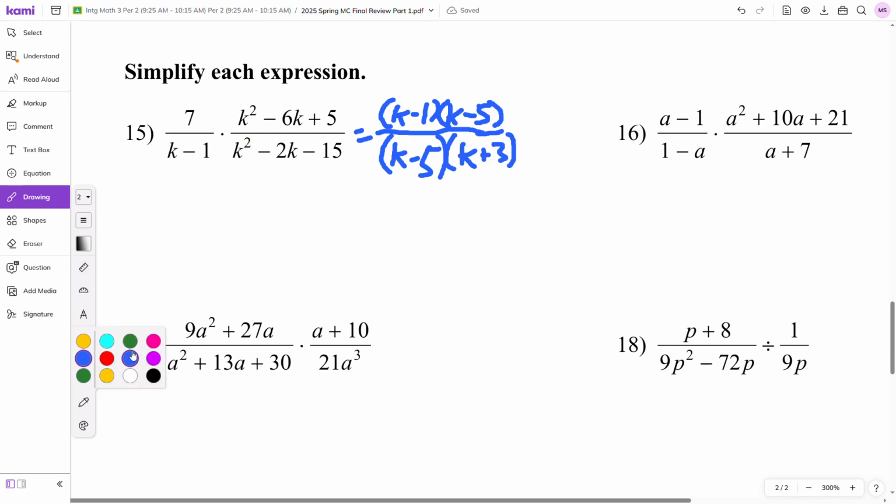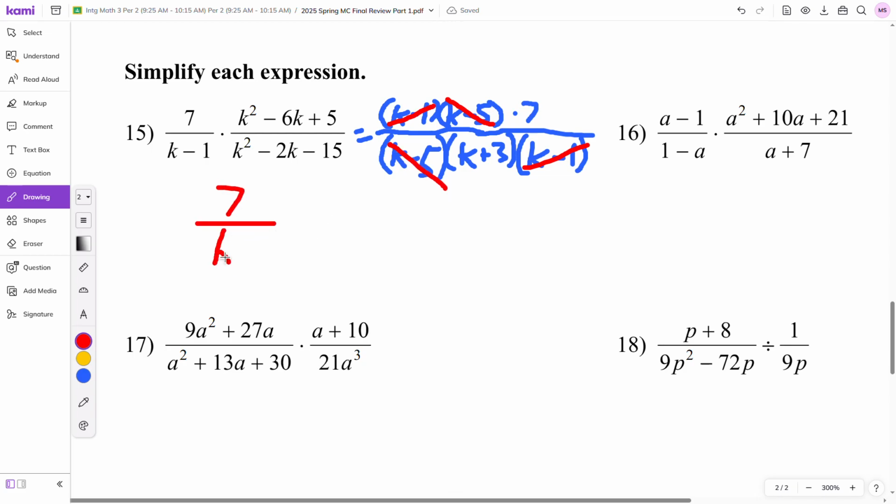And then let's not forget, we also have the 7 and the k minus 1. Again, I apologize for going out of order a bit. I guess the lesson here is that the good news about multiplication is you can change the order. So this is going to cancel with this, and this is going to cancel with this. And so the final answer is 7 over k plus 3. And that's it.